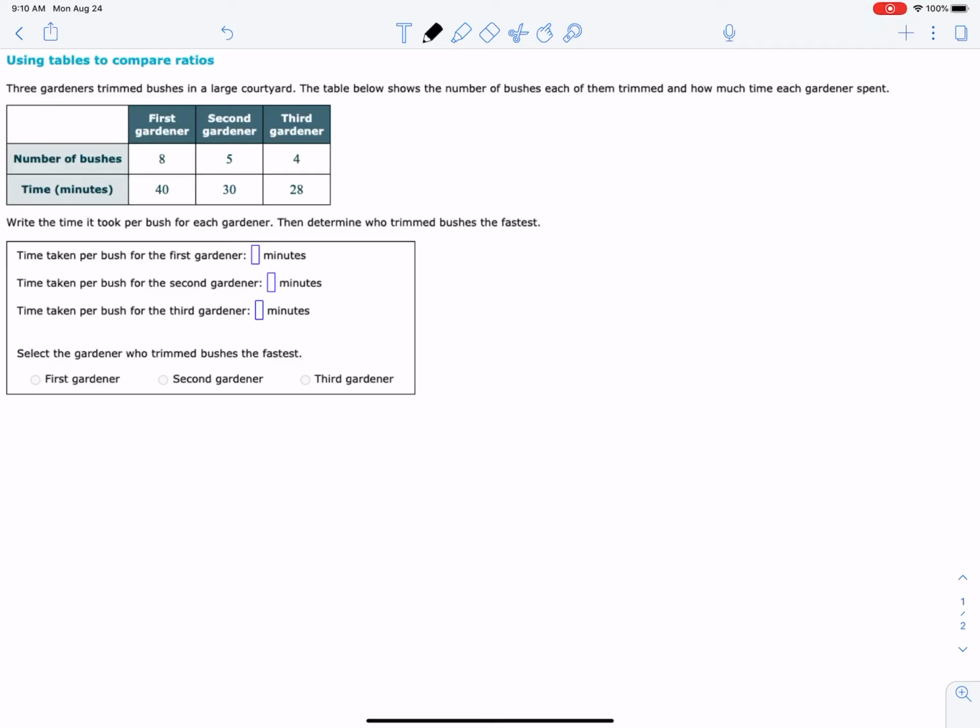So you can see here we have this table and it shows us that the first gardener trimmed 8 bushes in 40 minutes, second gardener 5 bushes in 30 minutes, third gardener 4 bushes in 28 minutes. So you'll see on the top there we have the number of bushes, the bottom we have the time in minutes. So we need to write the time it took per bush for each gardener, then determine who trimmed the bushes the fastest. So we are looking for the time it took each gardener to trim 1 bush.